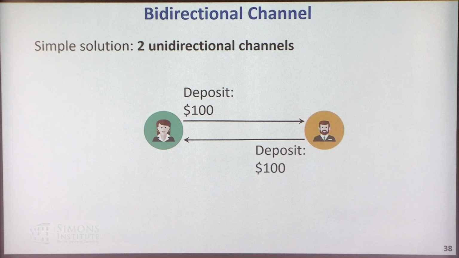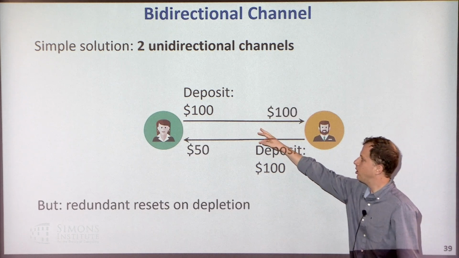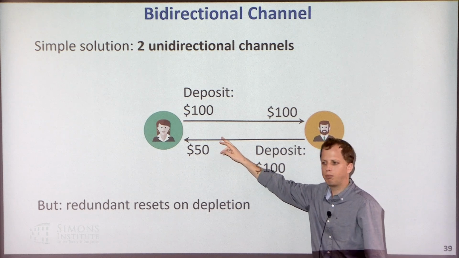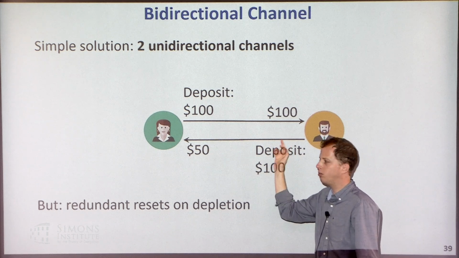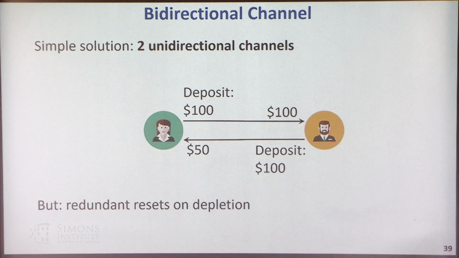Just 2 unidirectional channels. Each of them places a deposit and they pay one another. We have a bidirectional channel, only it's not terribly efficient. See here, Alice paid Bob 100 and Bob pays back 50. Now Alice is supposed to be able to pay more to Bob, but she cannot because she depleted her channel. So this is not what we want. We'll have to go back to the blockchain and start a new unidirectional channel. This is not what we're looking after.